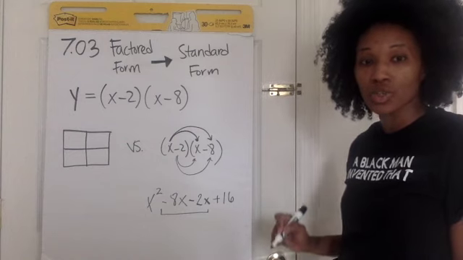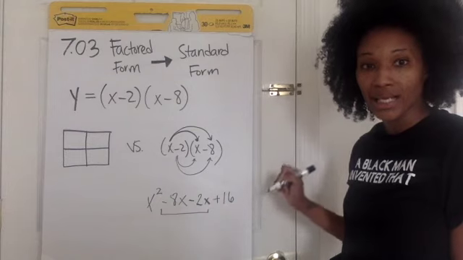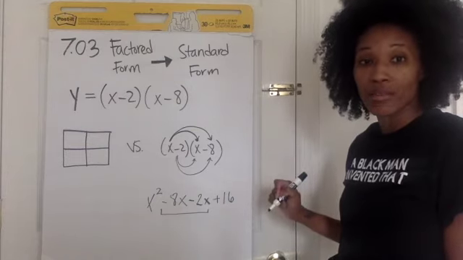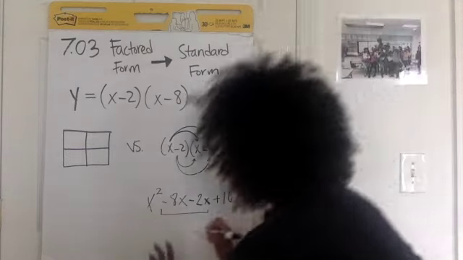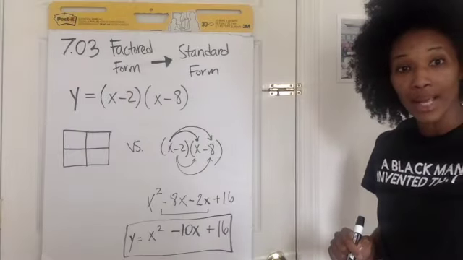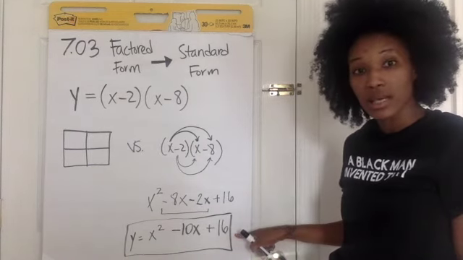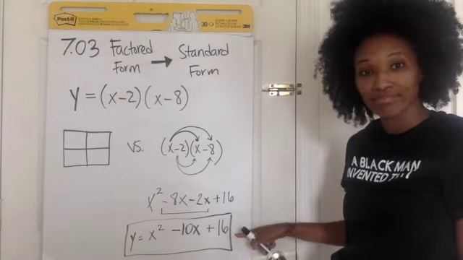-8x minus 2x. I'm going to go to my calculator and type in -8 minus 2, and that's going to give me a -10. So I'm going to bring down my x squared, I'm going to bring down my plus 16, and this is my equation written in standard form.